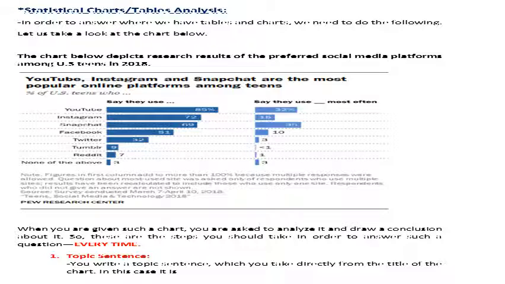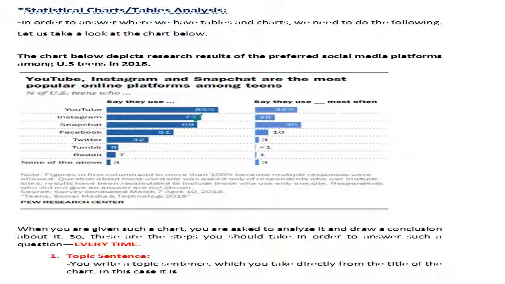Statistical charts and table analysis. It could be, again, a pie chart, a bar graph like the one shown here, a line graph, any kind of chart. A table with numbers in it which you have to interpret and analyze. I gave you the example of preferred social media platforms among US teens in 2018. Remember that? This is a recent and real bar graph.